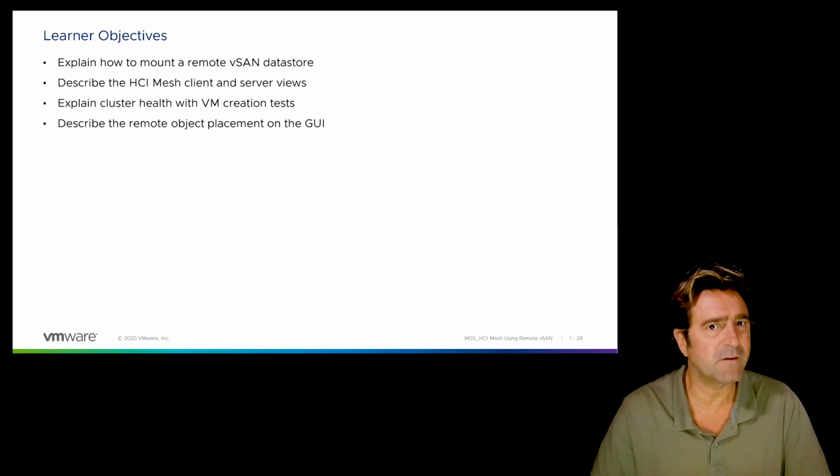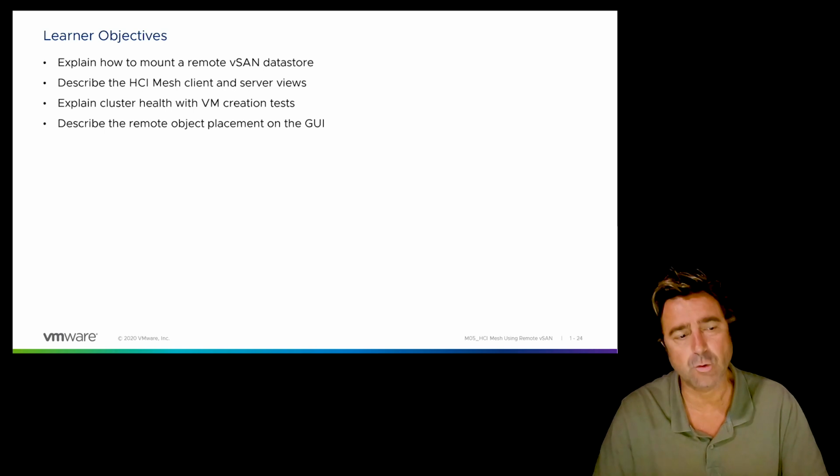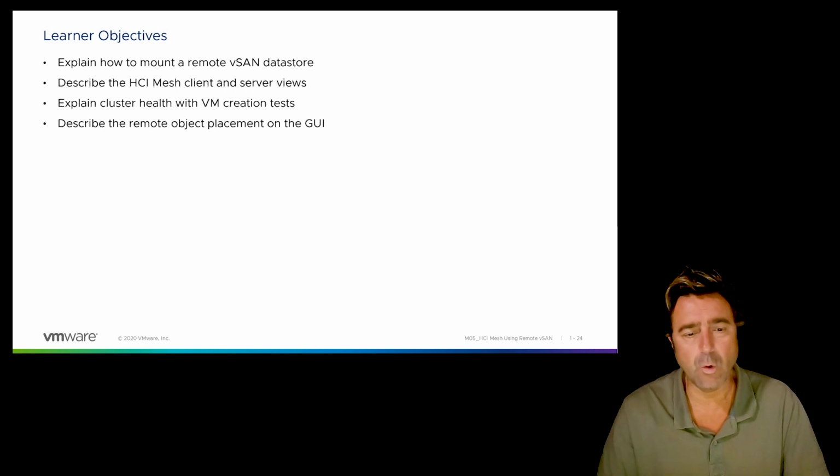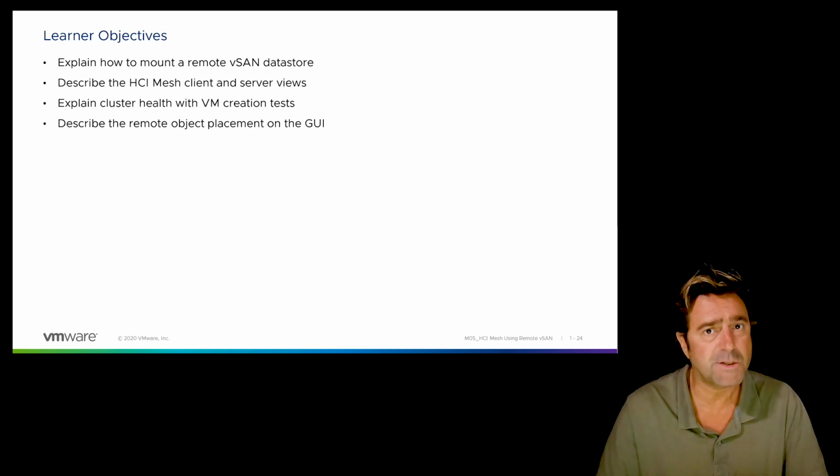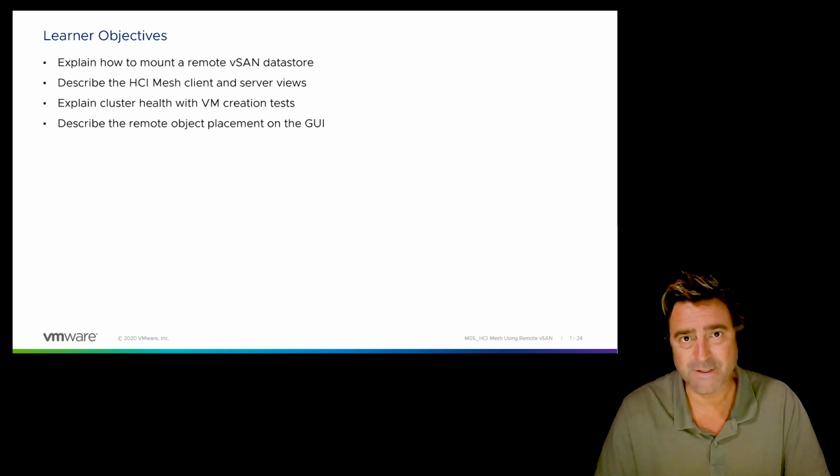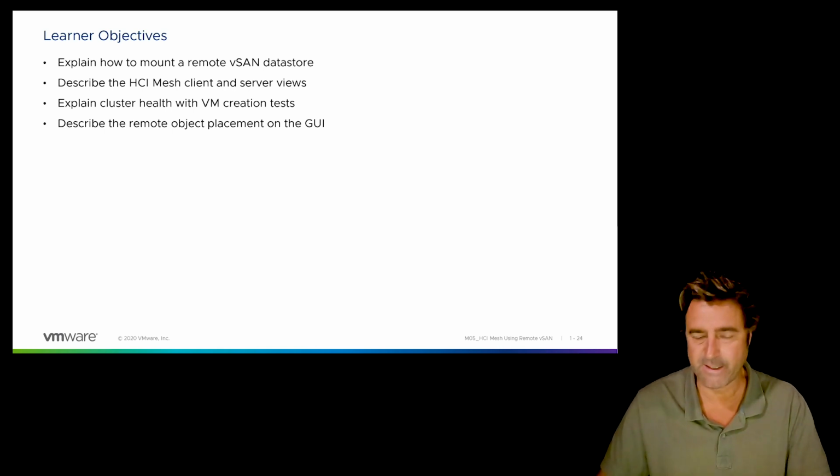Remember, you can run a proactive test. This time around, you could run a VM creation proactive test, and you can choose your local data store or the remote data store. And then lastly, notice it says we will describe the remote object placement on the GUI. So once again, it should be very easy to make sure that you can see that your objects now reside on a remote vSAN data store.